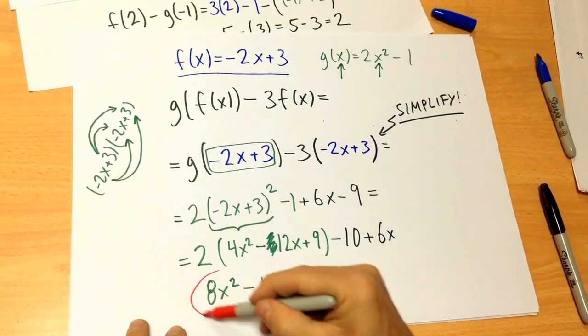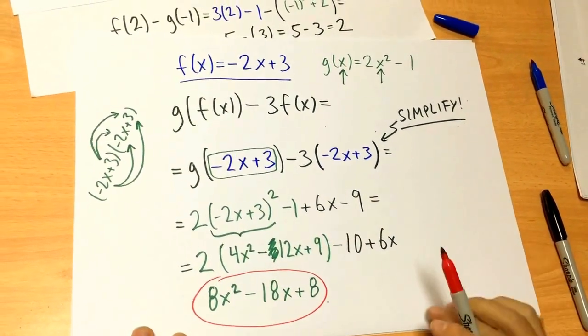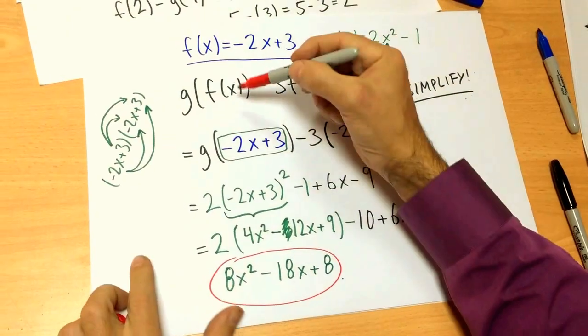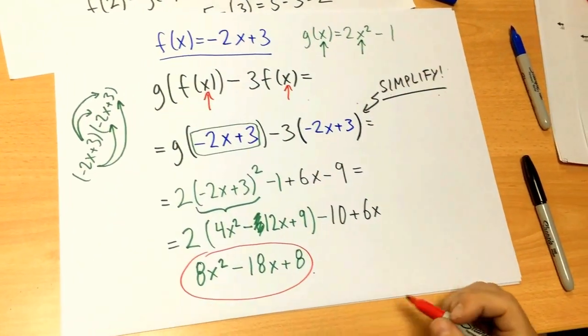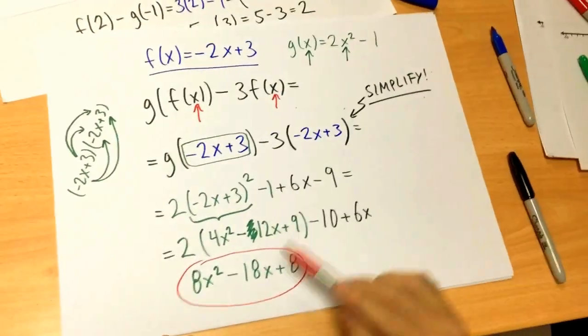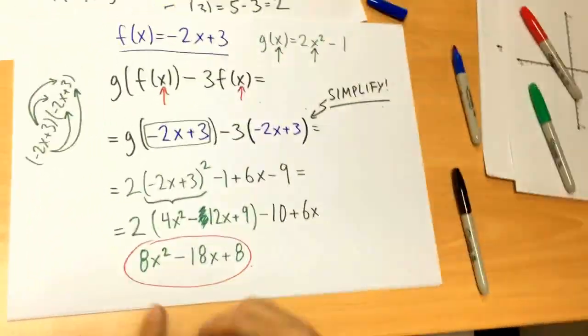And please remember, this answer contains an x because my original question contained x's. So this is a simplification problem, and this will be my answer. Please review this solution carefully. Some of you might feel like, what was that about? It's a little bit hard. You can pause the video and do it step by step.